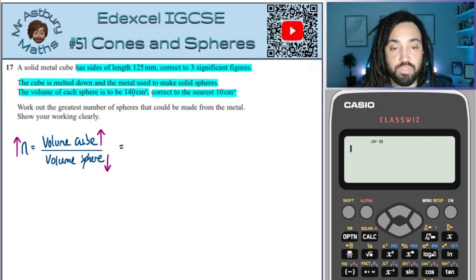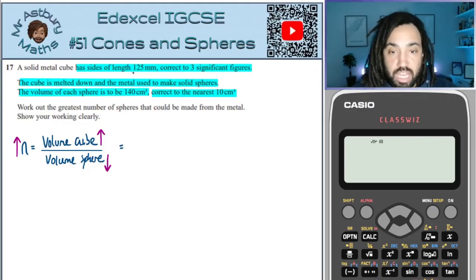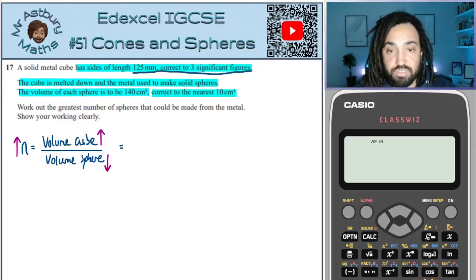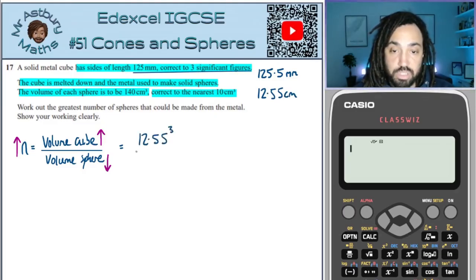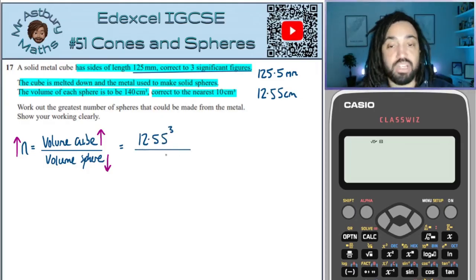Okay, so the volume of the cube. Now, the upper bound of this to three significant figures is going to be 125.5 millimeters. I'm going to want that in centimeters because the spheres are in centimeters. Let's just convert that over by dividing through by 10. So that's how many centimeters it is. So to work out the volume, I just do this value cubed, because a cube is just its length times its width times its depth. And each of those are 12.55.